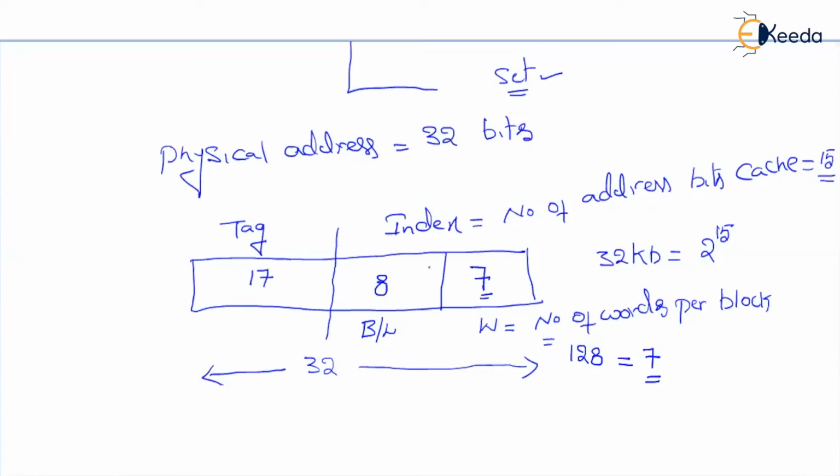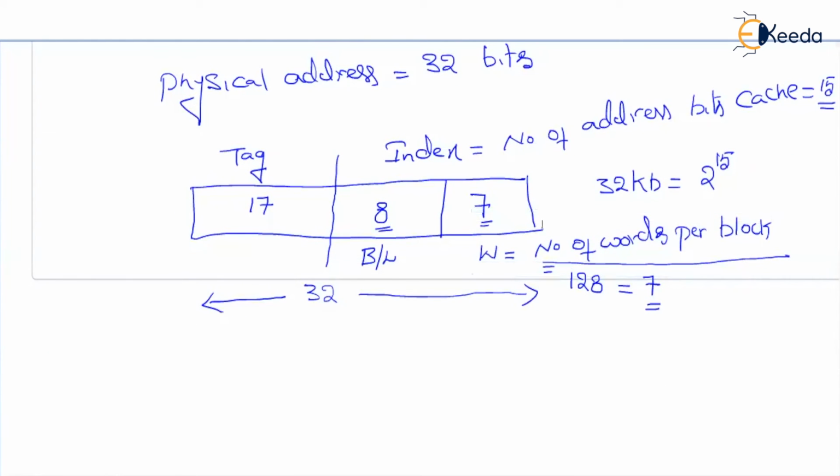Index has to be divided into two parts. One is the word portion. The word portion will have as many bits as required to represent the number of words per block. Now the remaining bits will be for the block. So there are 2 power 8 blocks, and each block has 2 power 7 words. So this is how you are going to have a division.